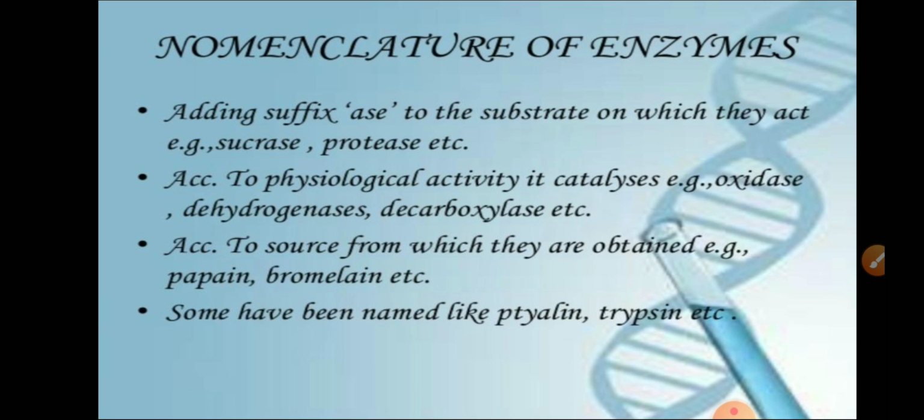Now for the nomenclature of enzymes, we add the suffix -ase to the substrate on which they act. Examples are sucrase and protease. According to physiological activity, they catalyze various classes: oxidases, dehydrogenases, decarboxylases, reductases.